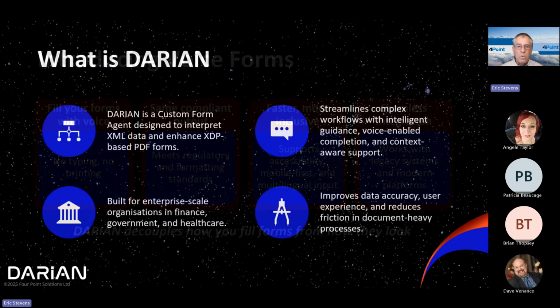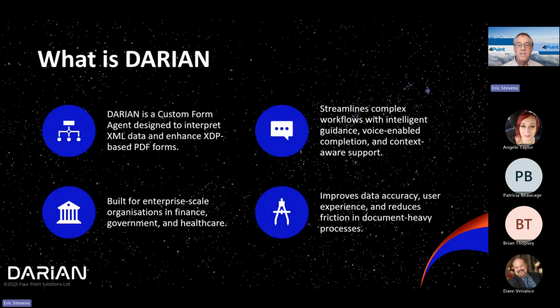So what is DARIAN? It's a custom form agent designed to interpret the XML data that is in those fillable PDF forms. We're going to talk about that format a little bit more later on, okay? And we take that information, and what it lets us do is add intelligent guidance, voice enabled completion, and context-aware capabilities.